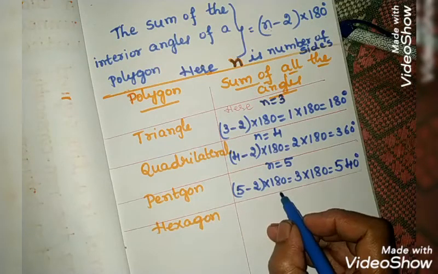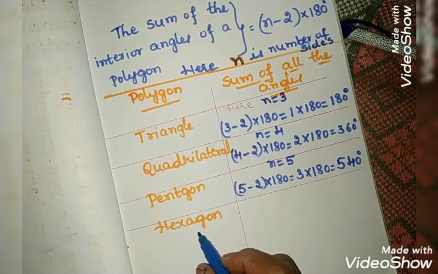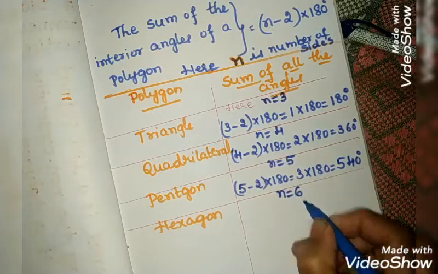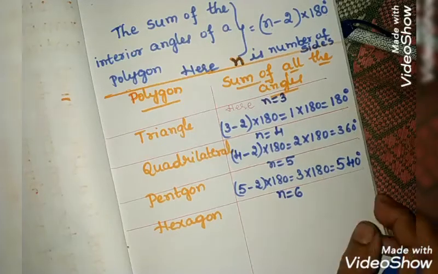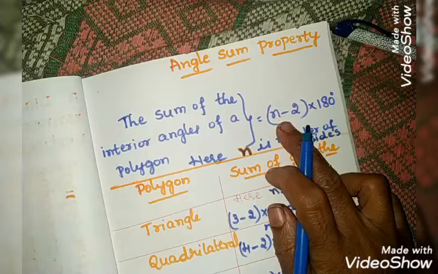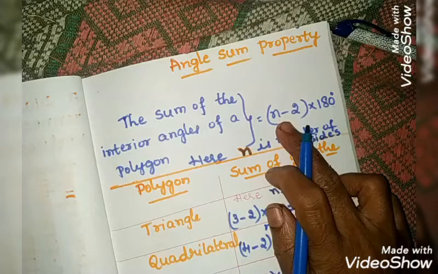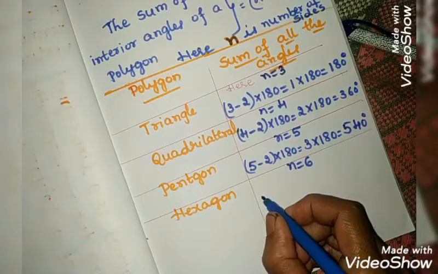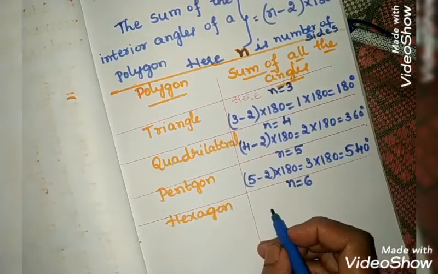Next, let us move on to another one, hexagon. Hexagon, how many sides will it have? It will have 6 sides. So, let us check it out using this formula. This formula is very useful to know the sum of all the angles of any polygon. Not only triangle, quadrilateral, we can find out the angle sum of any polygon of many sides. So (n minus 2) into 180 degree. We have to use n again. Here n is equal to 6 because it is a hexagon.